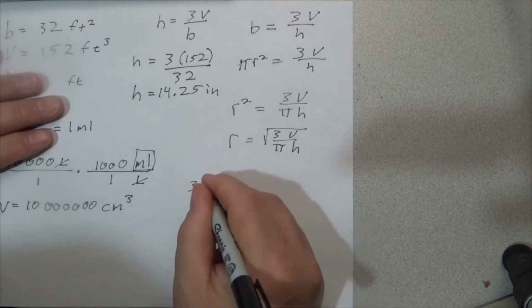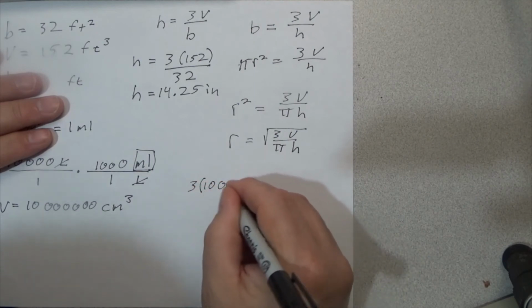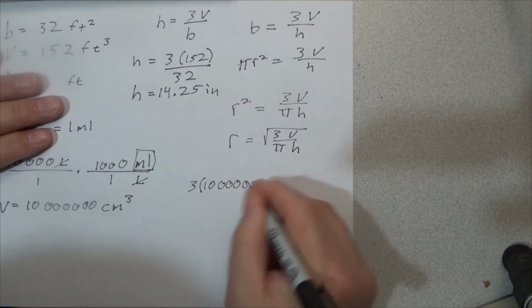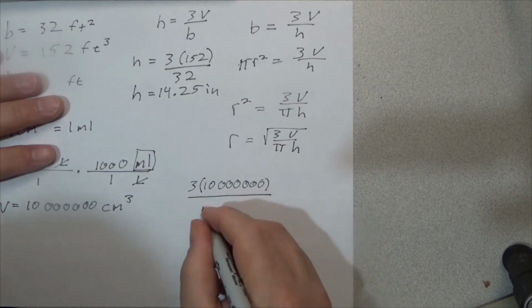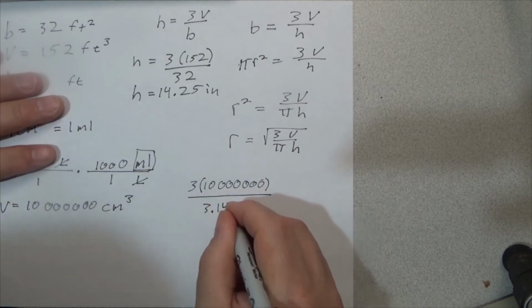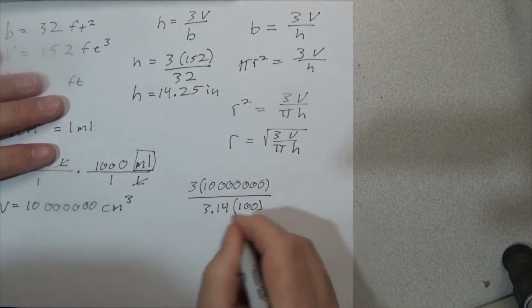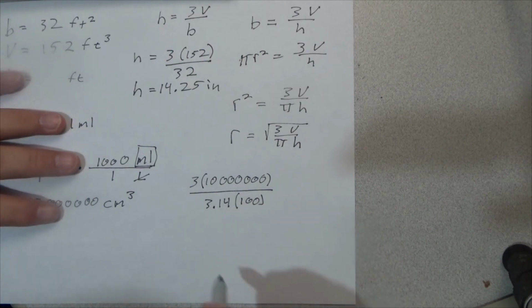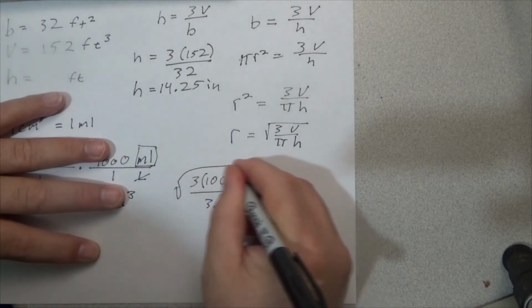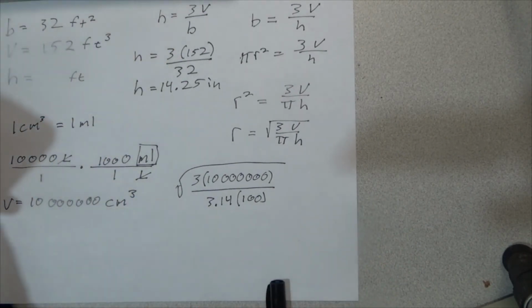So 3, 10 million divided by 3.14 times the height of 100. I could have just said 314 right there. So this is going to give me, I guess I could take the square root of it all at the same time. I usually would just find that and then raise it to the half power to take the square root.